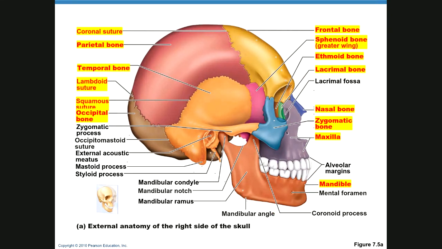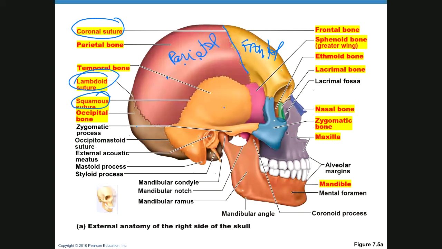All right, so up here in the front, between the parietal bone and the frontal bone is the coronal suture, which is going in the coronal direction. Between parietal and occipital is the lambdoid suture, right here. Between parietal and temporal is the squamous suture. So notice that the parietal bone is involved in each one of these sutures that you need to know.